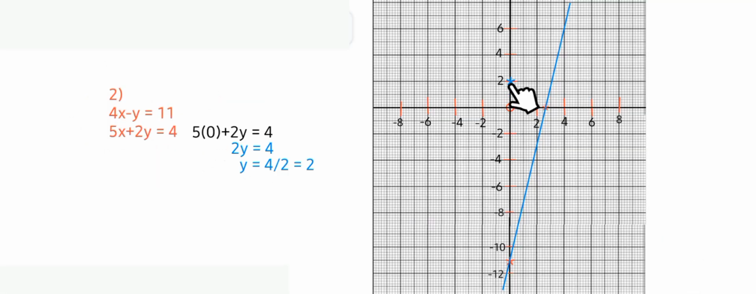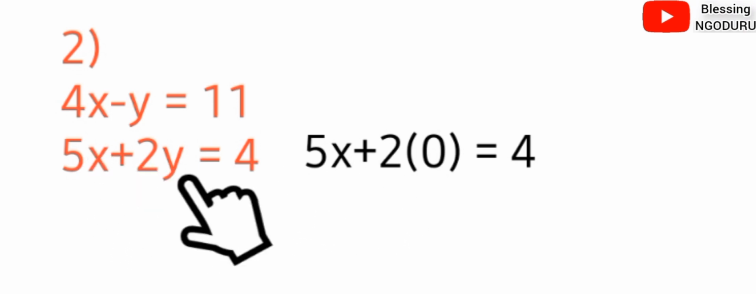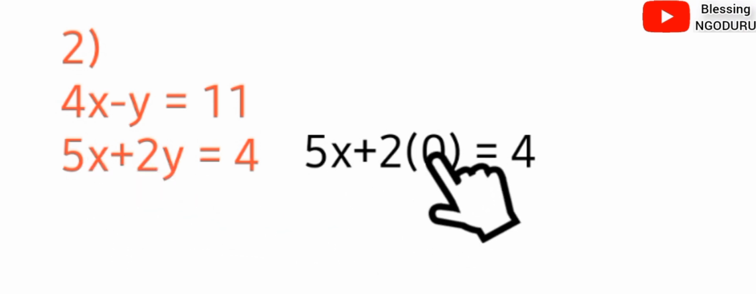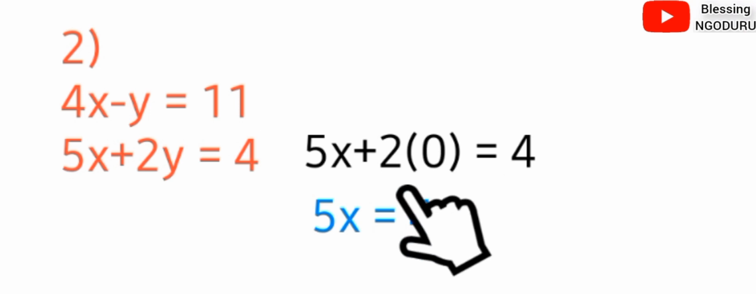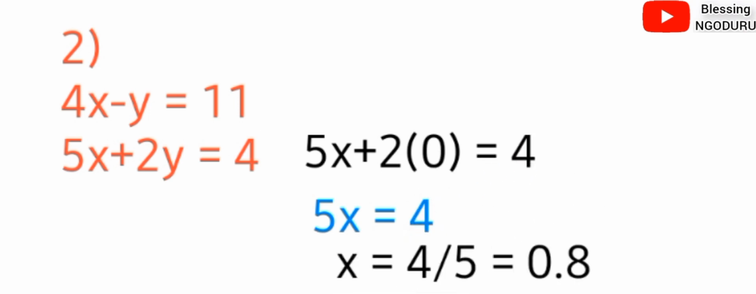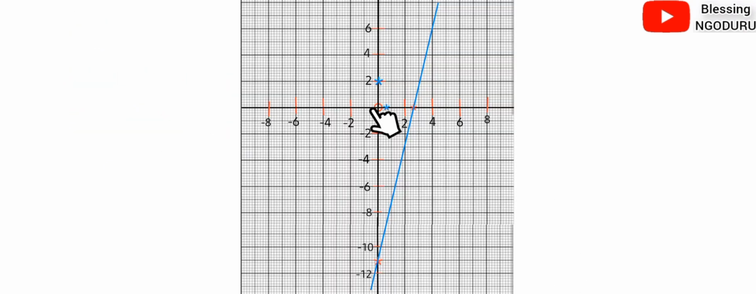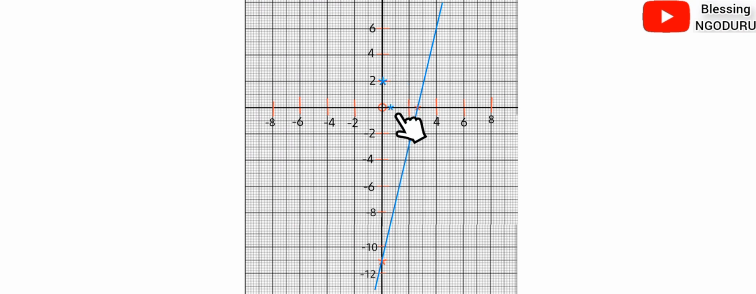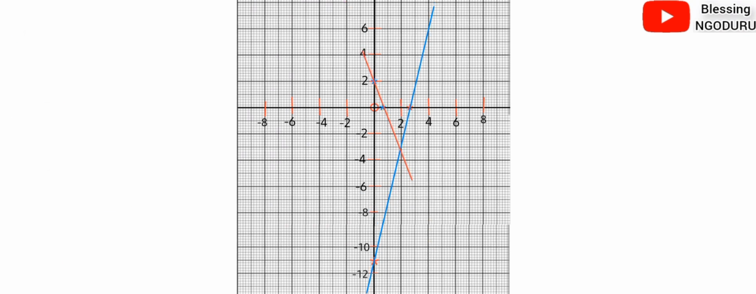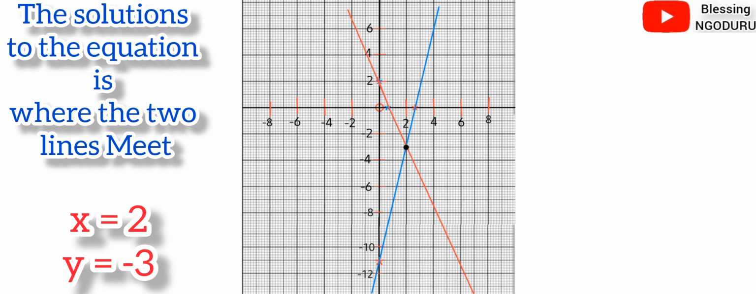At this point, let y be 0 and let's solve for the value of x. So we have 5x plus 2 times y, which is 0, equal 4. 5x, with 2 times 0 being 0, equal 4. Therefore, x will be equal to 4 divided by 5, which is 0.8. So when x is 0.8, y is 0. At this point, let's connect these 2 points. So we draw it all the way down. So the solution to the equations is where the two lines meet. At this point, on the x-axis it is at point 2, while on the y-axis it is at point -3.